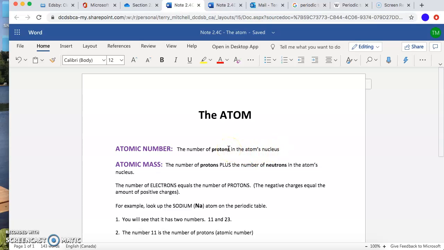Now, a reminder that protons are positively charged, electrons are negatively charged, and neutrons have no charge. And the overall atom, this third line here kind of talks about this, the overall atom is neutral. So in order for it to be neutral, there must be the same number of protons and electrons. The positive charges and the negative charges must equal each other, and then you get a no charge atom. So the atom has positive parts, negative parts, but overall it's neutral.